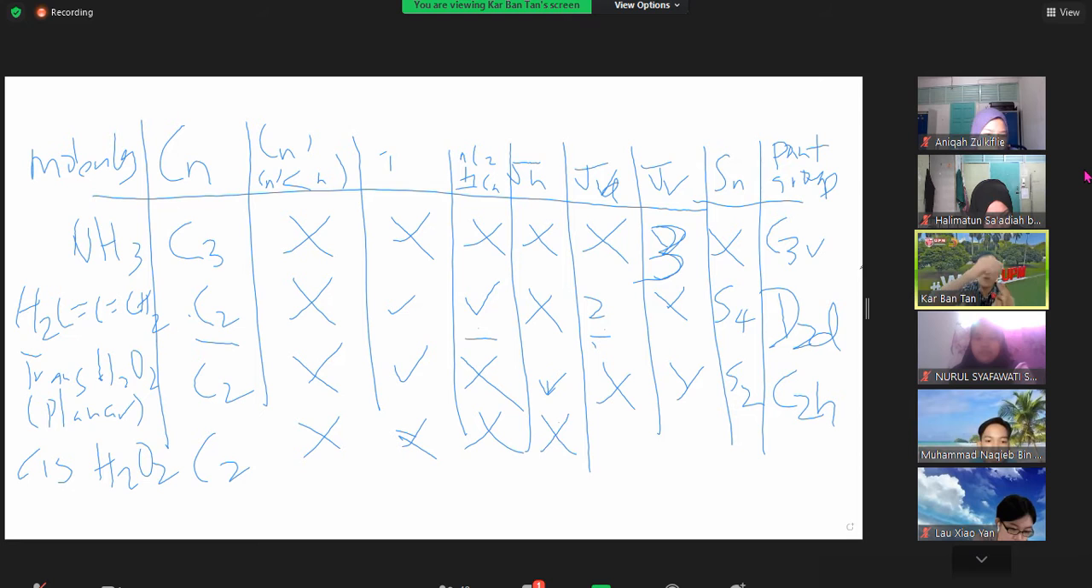So you know it doesn't have C2 perpendicular. You no need to look for sigma D. You only look for sigma V, remember? So in this case, how many sigma V? 1, 2. 2 sigma V, let's just write 2. Okay. Improper rotations.